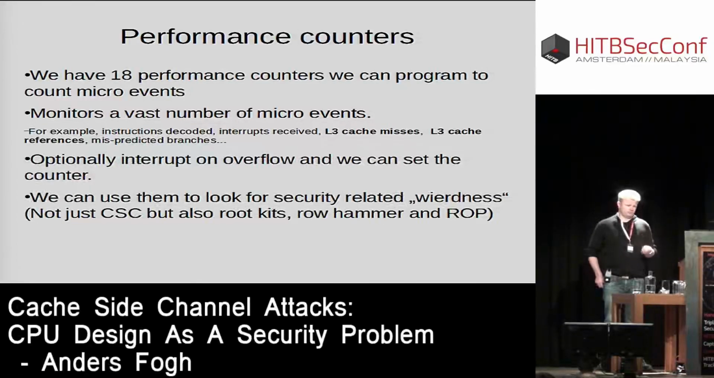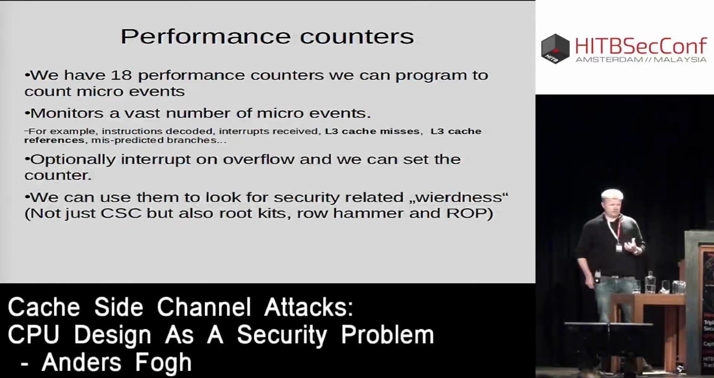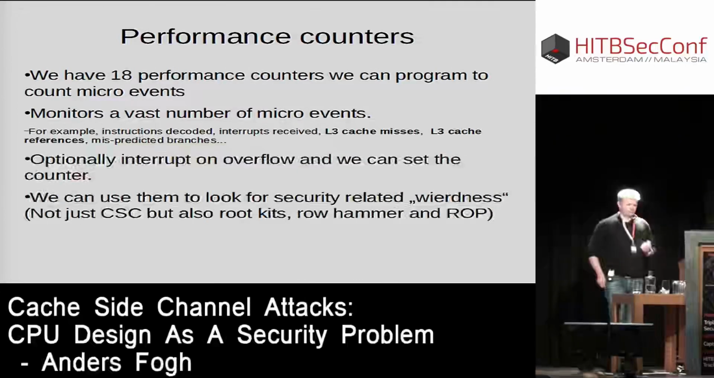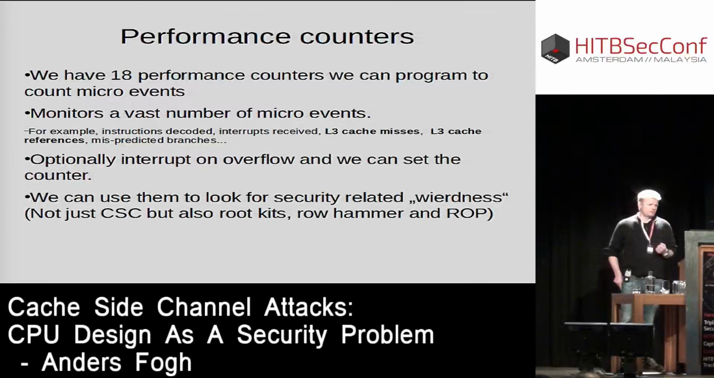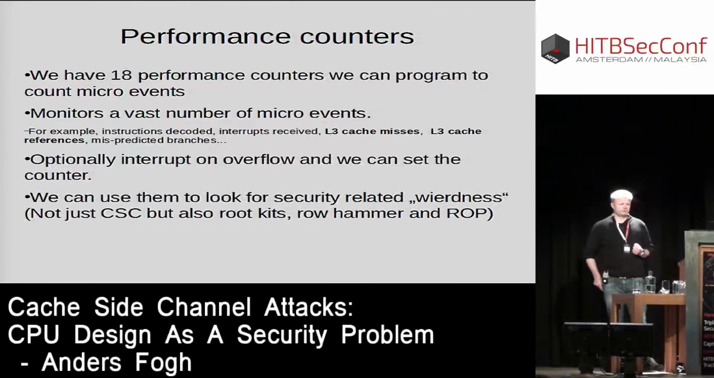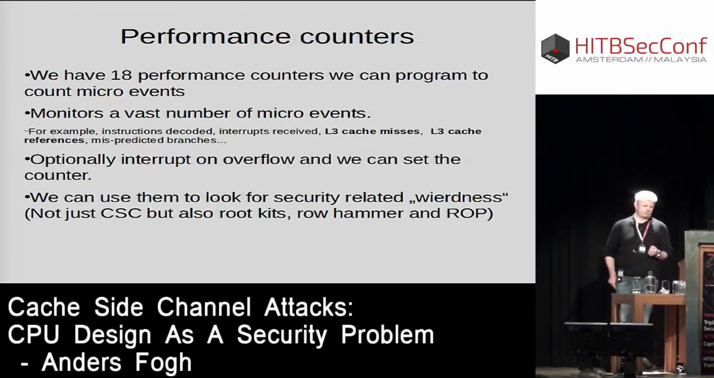This has two effects. We can use this to keep track of how many cache misses arrive in a particular time segment, and we can get an interrupt frame and actually analyze the instructions that cause these events. We'll use both these methods to detect different kinds of side channel attacks in a moment. On a side note, we can use performance counters to look for security-related weirdness. It's not just cache side channel attacks. You can look for rootkits, you can look for rowhammer, for return-oriented programming, and stuff like that.